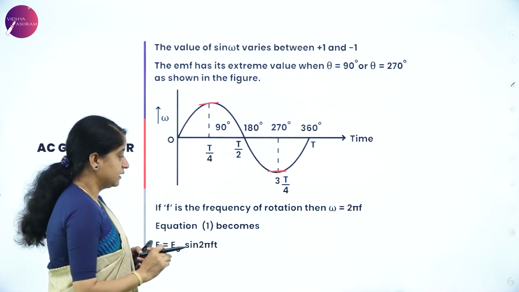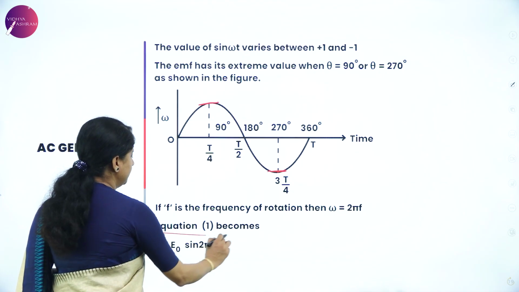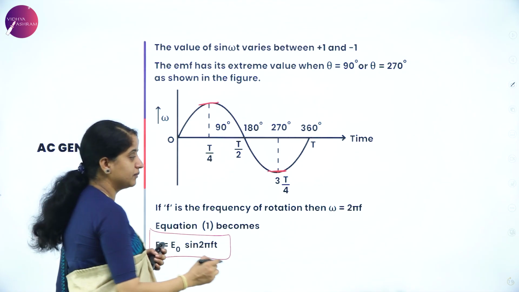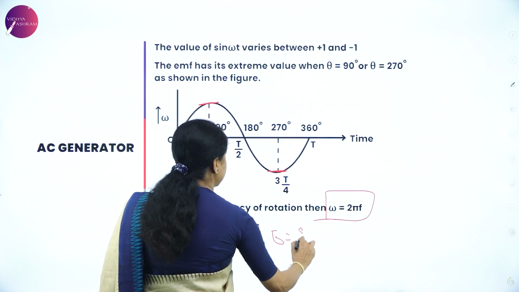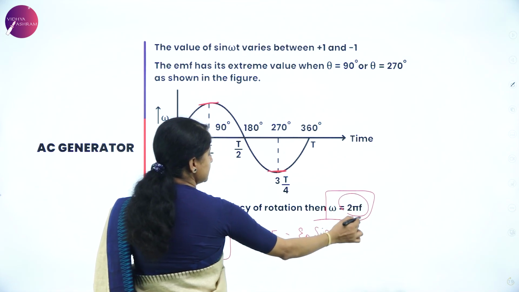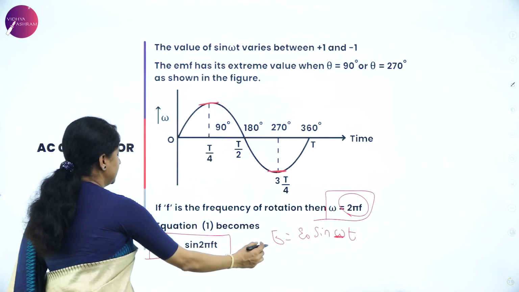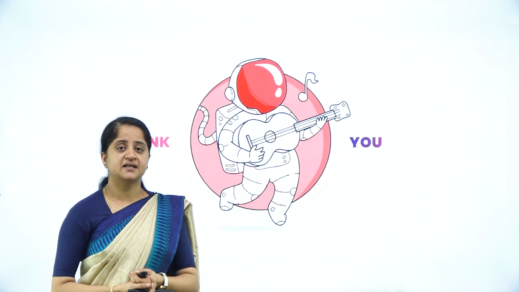We can even write the equation of E as E naught sin 2 pi f t, because we know that omega equals 2 pi f. So we have the equation E equals E naught sin omega t. In place of omega, substituting 2 pi f, we get E equals E naught sin 2 pi f t. This is all about self-inductance, mutual inductance and the AC generator.